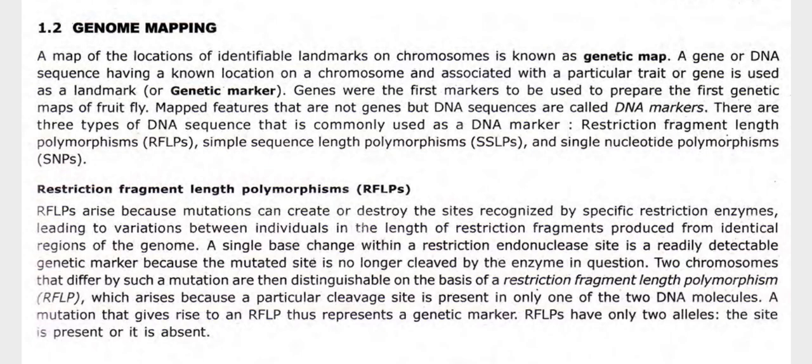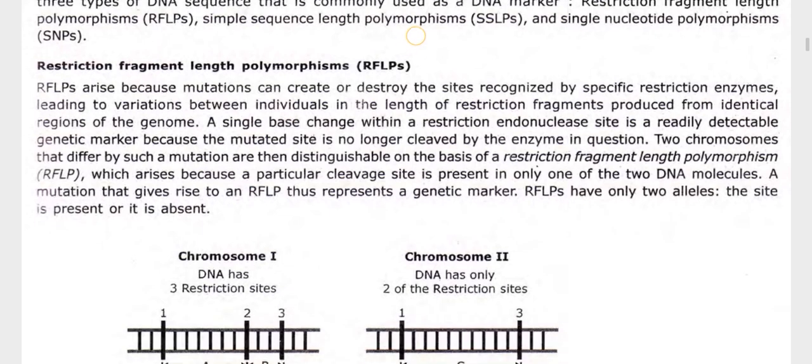First, RFLPs or restriction fragment length polymorphisms. RFLPs arise because mutations can create or destroy the sites recognized by specific restriction enzymes, leading to variations between individuals in the length of restriction fragments produced by identical regions of the genome. A single base change within a restriction endonuclease site is a readily detectable genetic marker because the mutated site is no longer cleaved by the enzyme in question.